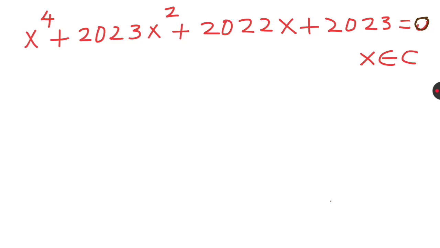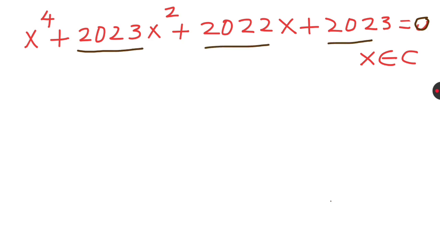The given question is x^4 + 2023x^2 + 2022x + 2023 = 0. So let's see how to find the x value here. Observe the numbers. What do we have? We have 2023, 2022 and 2023.